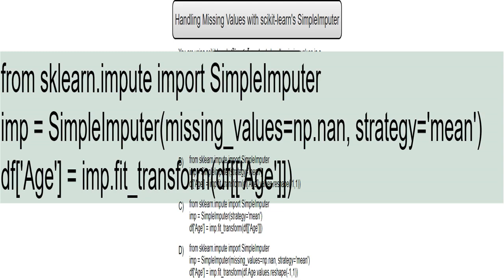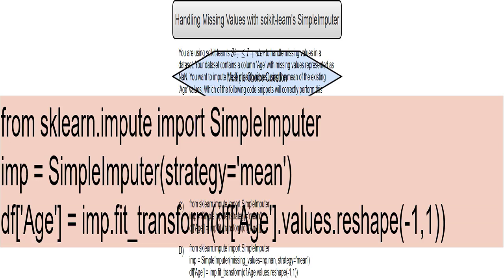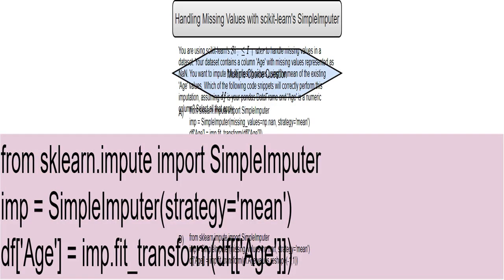It's option A. This is option C. It's similar to option A but omits explicitly defining missing_values. Because nan is the default, this works perfectly fine. This is option D. I use SimpleImputer similarly to option A, but the data frame column is reshaped into a 2D array using values.reshape(-1, 1) before imputation. This is another acceptable way to do it.